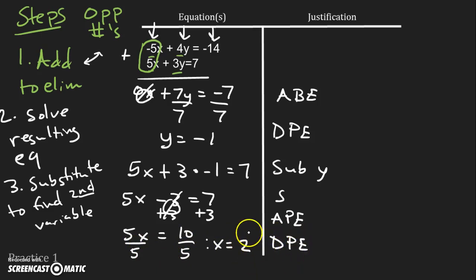Now we're going to write our answer as a coordinate point. We know that y is negative 1. We know that x is 2. And we know that coordinate points are written in alphabetical order. So 2, negative 1.